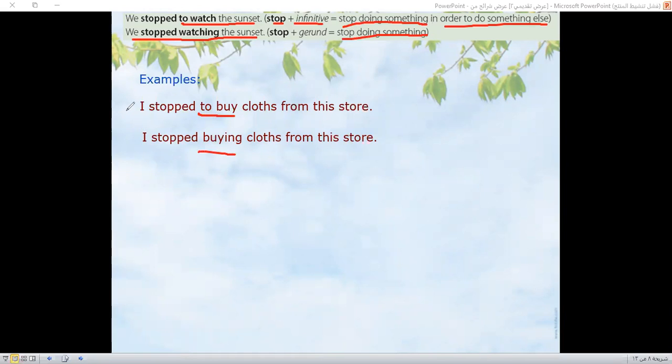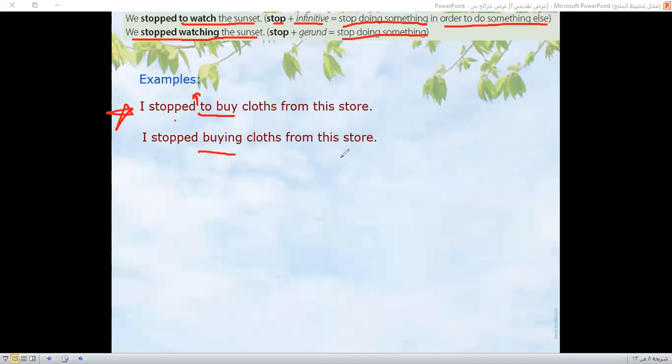No, actually. Okay, I will tell you. When I say I stopped to buy clothes from this store, it means that maybe I was walking, I was doing something, but I stopped suddenly to buy clothes from this store. I went to this store to buy clothes. You see, when I use stop with the infinitive, it means that I stopped doing something in order to do something else. I stopped here, maybe walking. There is a hidden action here, which is I stopped doing it. Why? Because I want to buy clothes from this store.